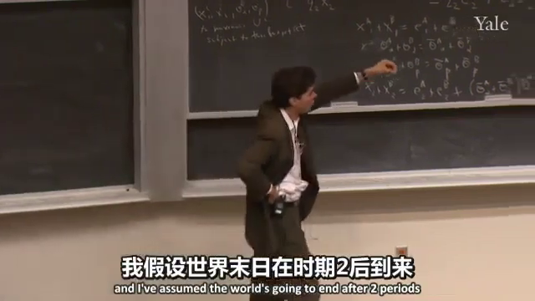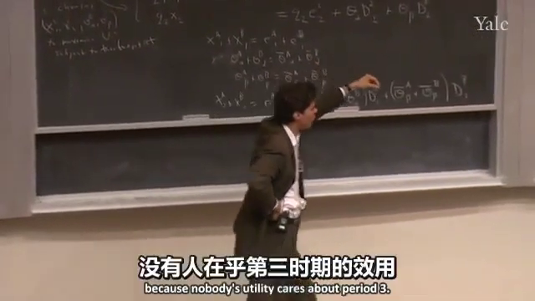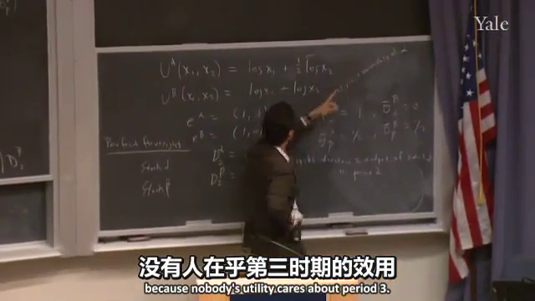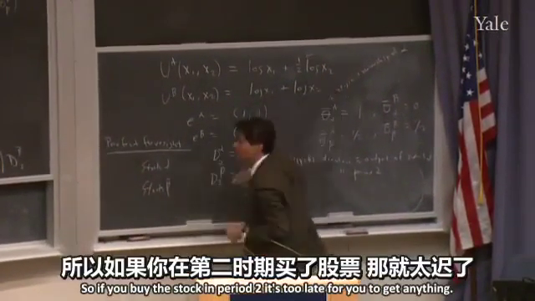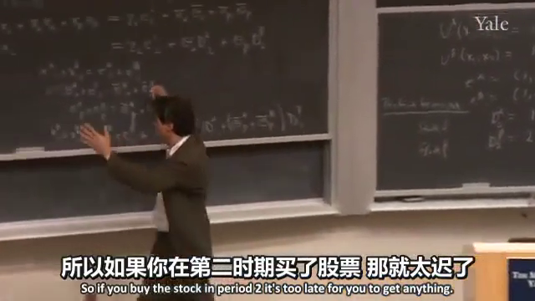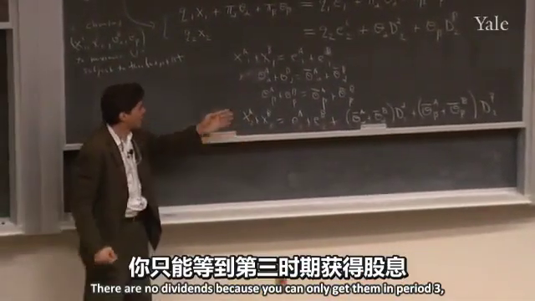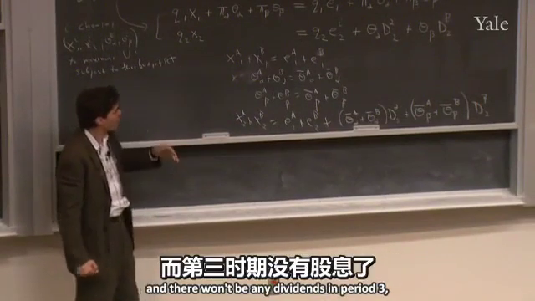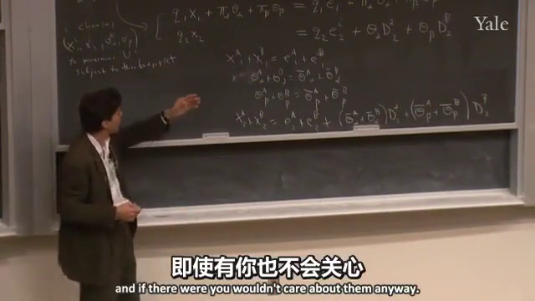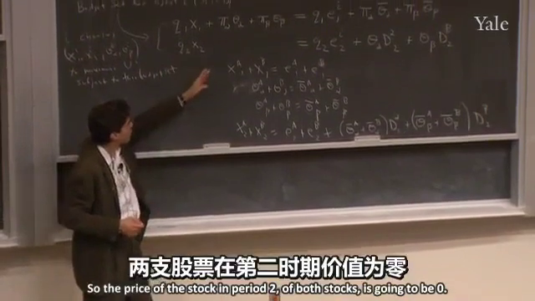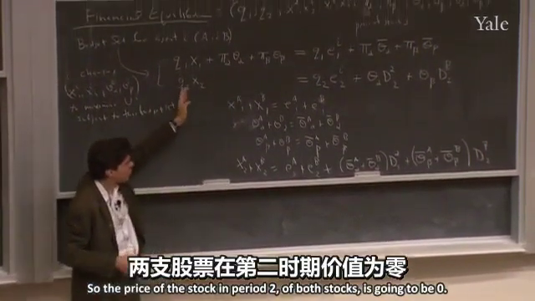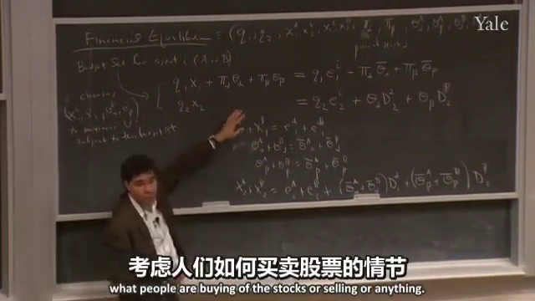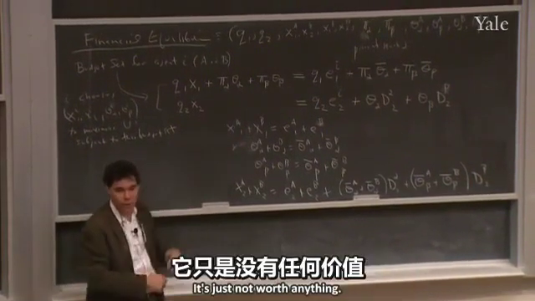When you buy the stock, you're buying it for the future dividends you can get. And I've assumed the world's going to end after 2 periods because nobody's utility cares about period 3. So if you buy the stock in period 2, it's too late for you to get anything. There are no dividends because you could only get them in period 3, and there won't be any dividends in period 3. And if there were, you wouldn't care about them anyway. So the stock's worthless to you. So the price of both stocks in period 2 is going to be 0. So there's no point in putting down what people are buying or selling of the stocks. It's just not worth anything.